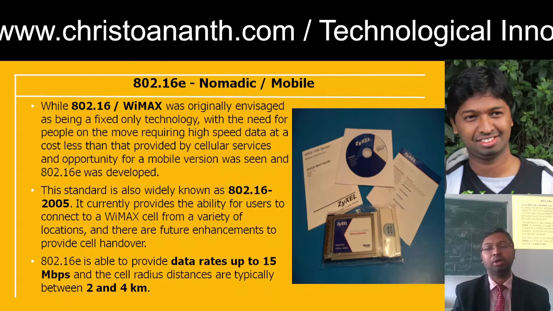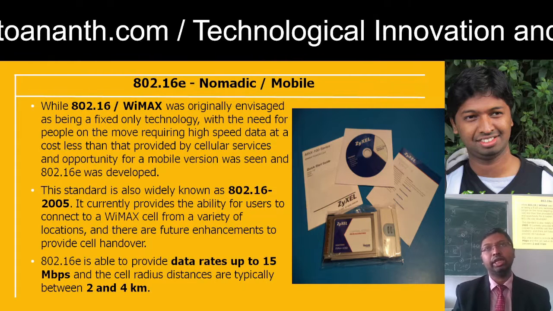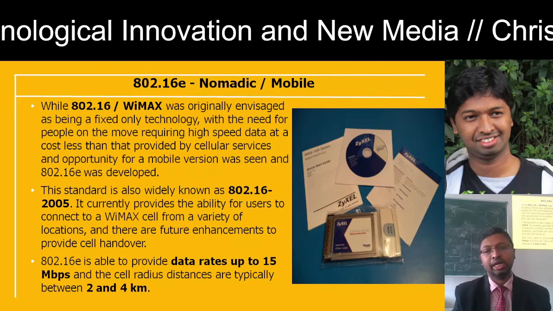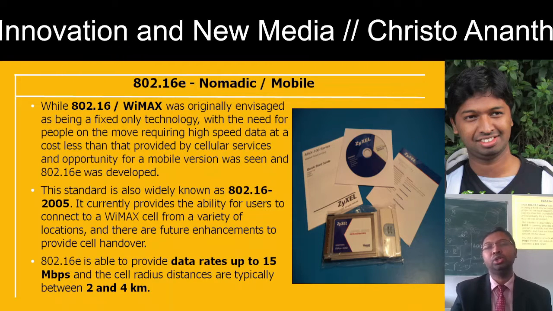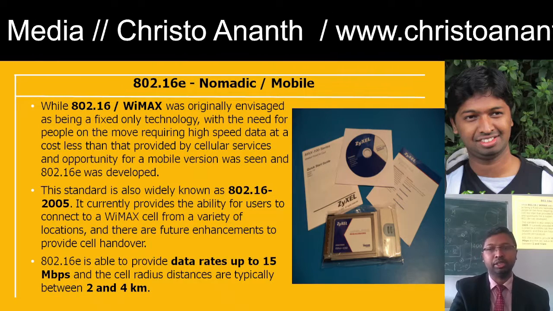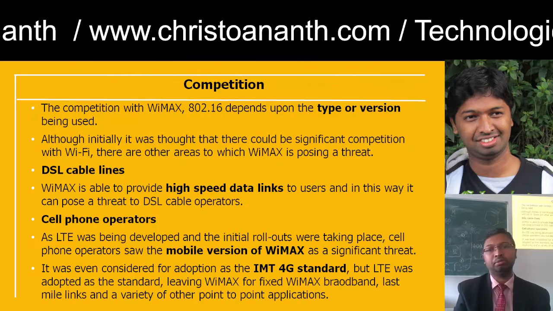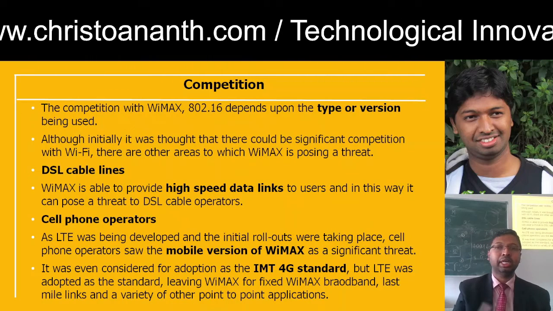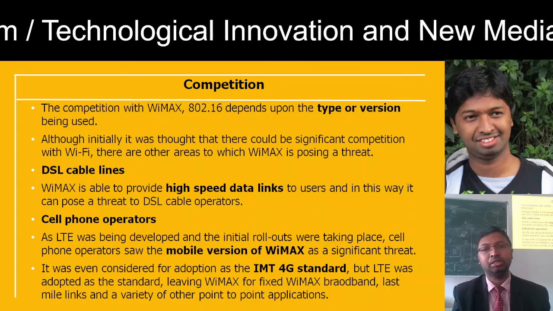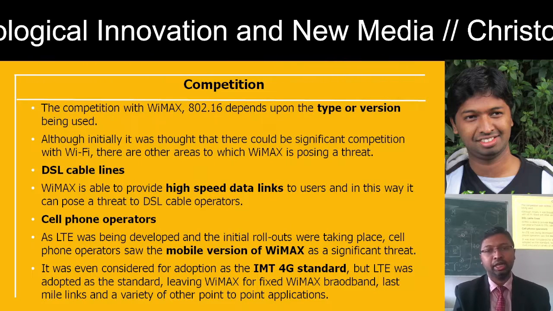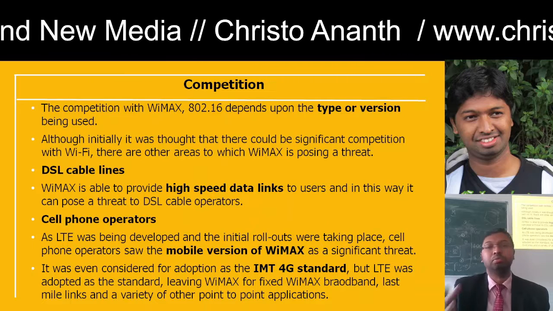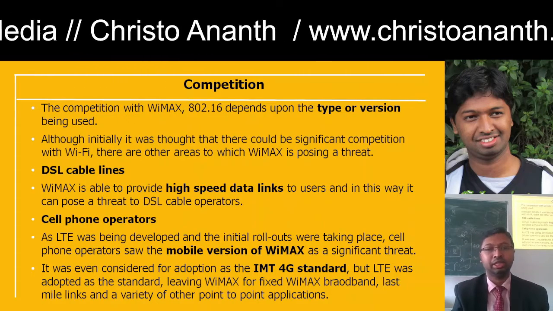Like 802.16e, generally for best effort services, it provides up to 15 Mbps, and the cell radius can be between 2 and 4 kilometers, especially for mobile or nomadic applications. And then the competition, which depends on the type or version. We'll have DSL cable lines, especially for high speed data, and on the downside it can also pose a problem to the DSL cable operators.